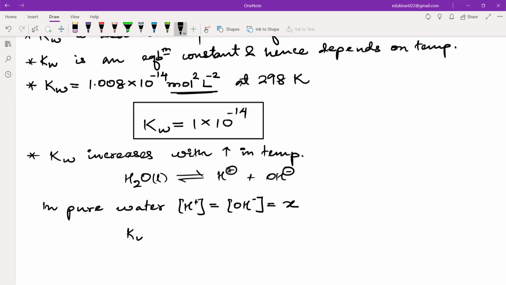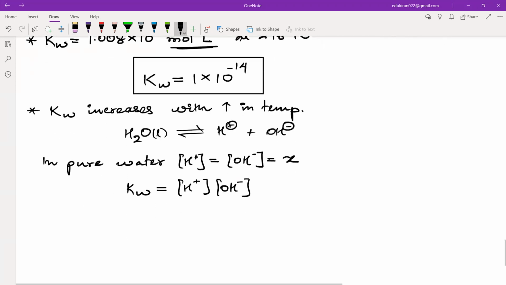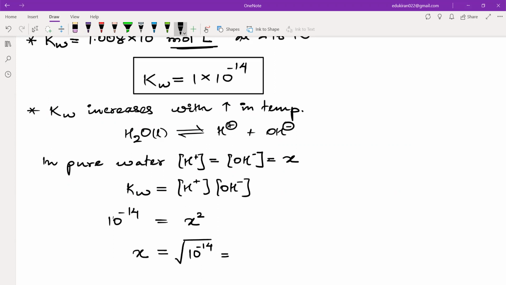We know that Kw is equal to the concentration of H plus times the concentration of OH negative. And since we have taken both as X, I can write that 10 to the power minus 14 is equal to X times X, which is X square. Hence X will be equal to the root of 10 to the power minus 14, which is 10 to the power minus 7.